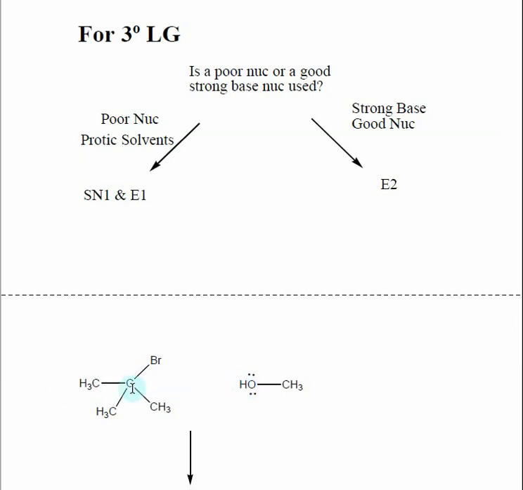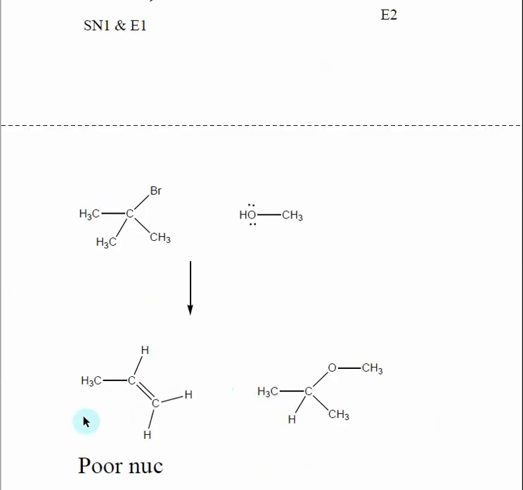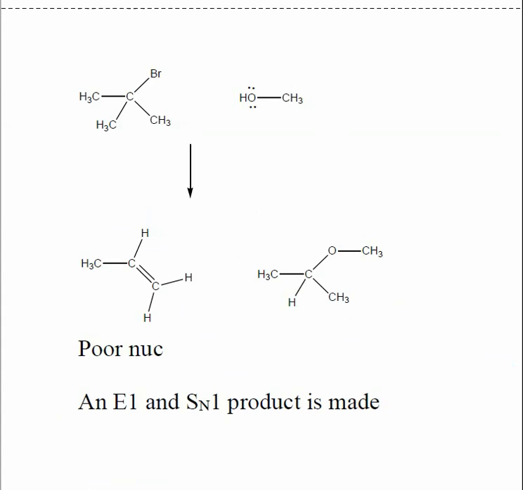So what's going to be coming off of this carbon? Oxygen and the CH3. Likewise with the E1 elimination, kick out the leaving group, kick out an adjacent hydrogen, and I draw a double bond across there. I know this because I'm dealing with a tertiary halogen and a poor nucleophile.